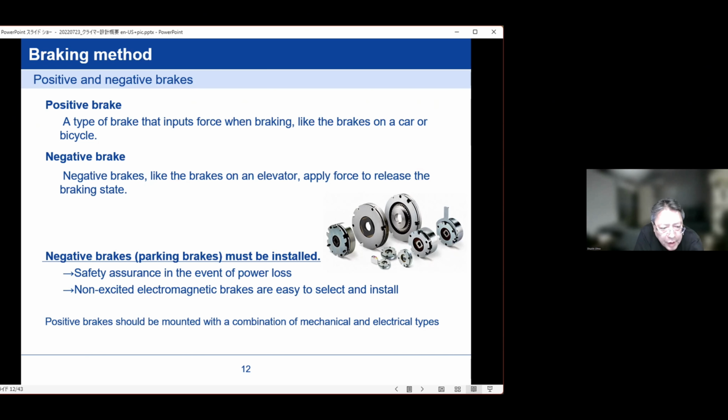As for positive brakes, I think it would be a good idea to use a combination of mechanical and electrical brakes. Since it is a climber, the best thing would be to use a regenerative brake system that returns the power to the battery. But technically, this is quite difficult. So I think it would be good to have a mechanical positive brake as something that combines a disc brake and the electromagnetic brake.